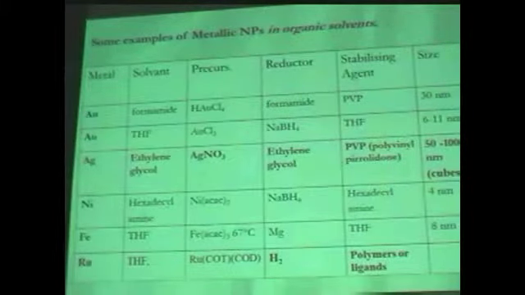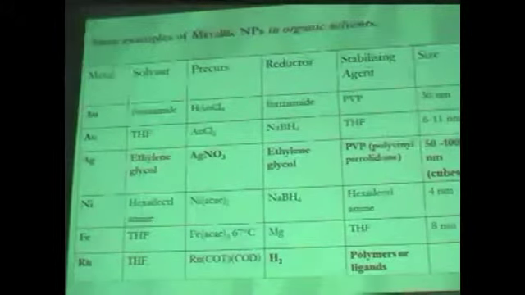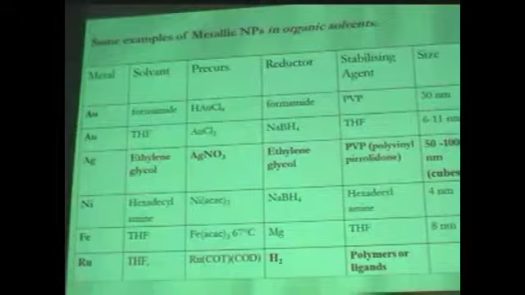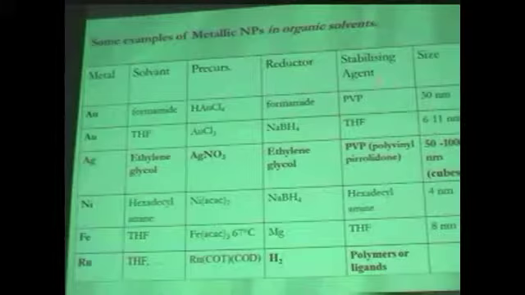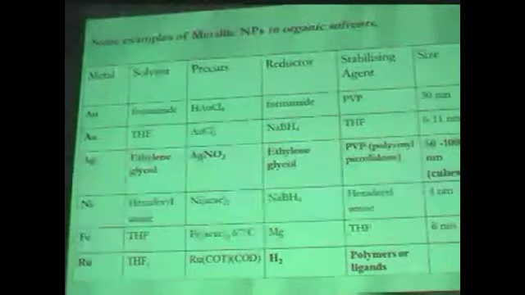Here we can see some examples of the synthesis of metallic nanoparticles in organic solvents. For instance, we can cite also the synthesis of gold nanoparticles in formamide or in THF from HAuCl4. The reductors are formamide and NaBH4 respectively, and the stabilizing agent here is the polymer, and here the solvent, THF, plays a double role. It is a stabilizing agent and solvent.